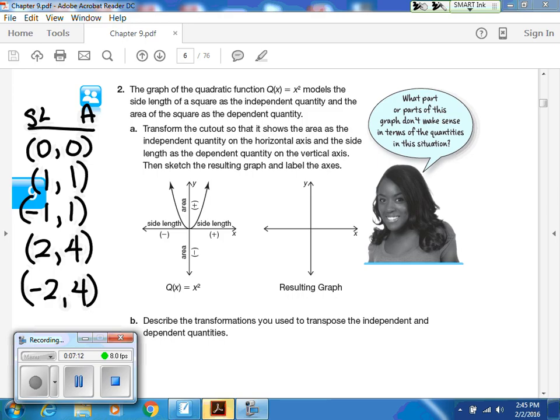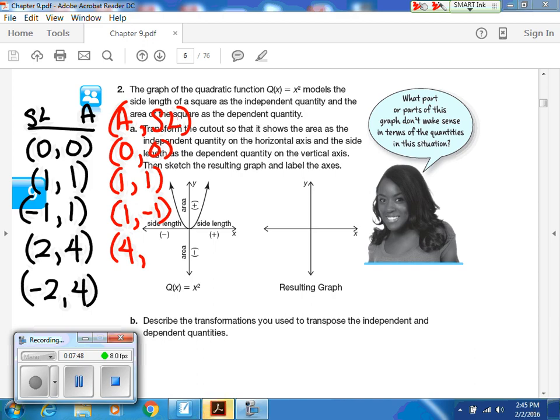Now what they want us to do is put the area first, and then the side length. So if the area was 0, what's the side length? If the area was 1, what's the side length? Hold up, I got 2 points there, right? It could have been 1, or it could have been -1. If the area was 4, what's that? 2, or it could have been -2.